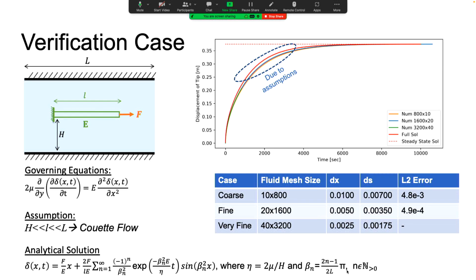When we looked at the coarse, fine, and very fine meshes, we noticed that our L2 error is decreasing by an order of 10 as we are increasing the number of nodes by an order of 2. So this is the first verification case.